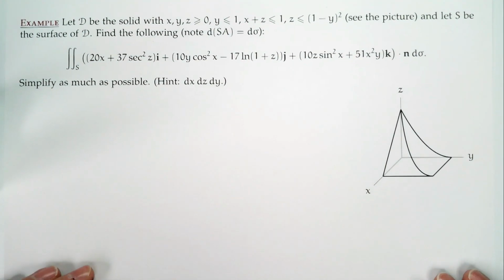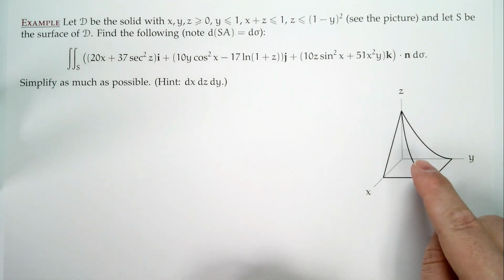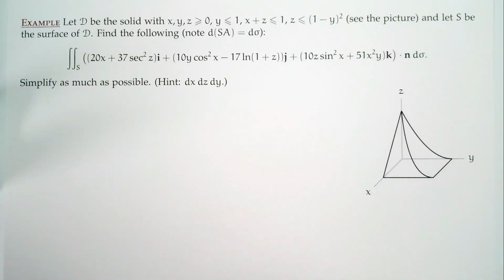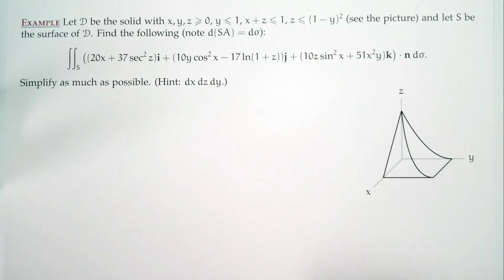Okay. Let D be the solid where x, y, and z are greater than or equal to 0, y is less than or equal to 1, x plus z is less than or equal to 1, and z is less than or equal to 1 minus y squared. And they even gave us a picture. It looks like something you definitely wouldn't want to step on, because that does not look comfortable to step on. And we're going to have S as the surface of D. And we're going to find the following. Something that looks terrible. But remember, looks can be deceiving. Just because it looks bad doesn't mean it is bad.